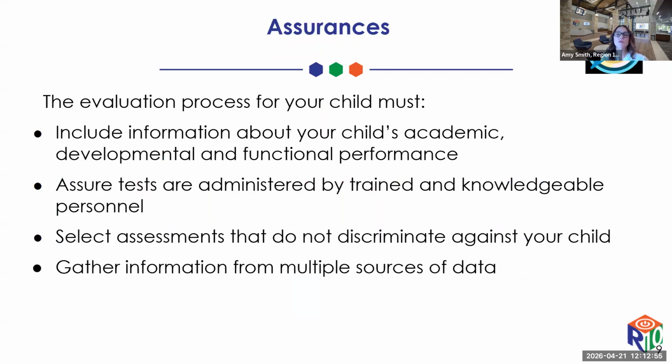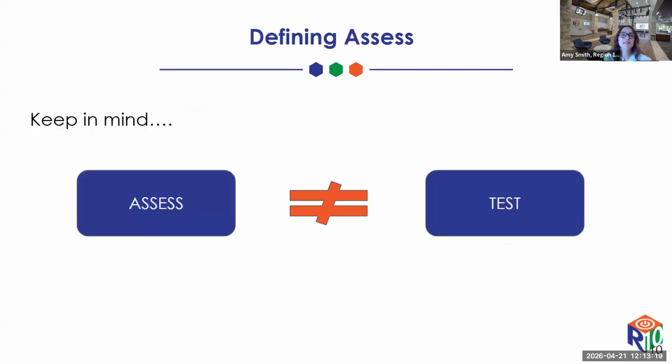When conducting an evaluation for your child, the process will include information about your child's academic, developmental, and functional performance. It will assure assessments that are administered by trained and knowledgeable personnel. They will select assessments that do not discriminate against your child. And finally, all conclusions will be based on multiple sources of data. Keep in mind that the term assess or evaluate does not always equal a test. There are multiple methods and processes used to assess a child as part of a full and individual evaluation.